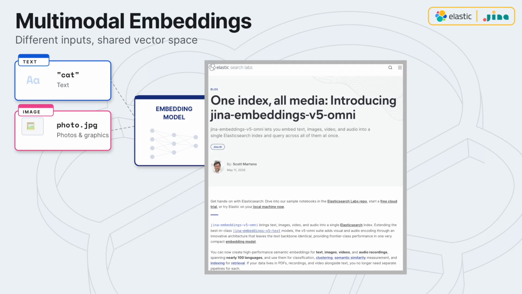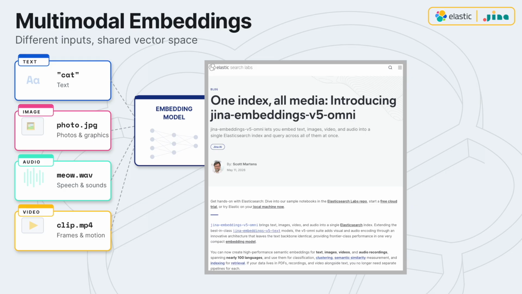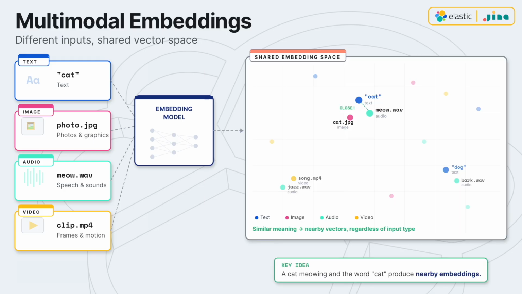Some models, like Jina's V5 Omni family, can do this for even more modalities like audio or video, meaning that you can even embed sounds like a cat meowing into a microphone, and the result would be close to the embedding of the text "cat."